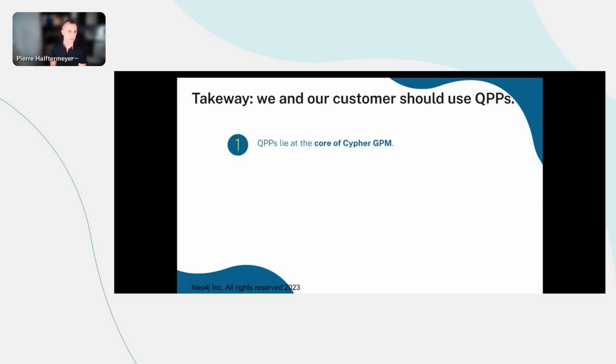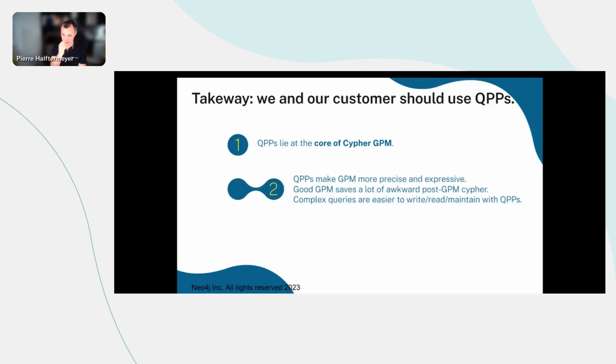What are the takeaways? QPPs lie at the core of Cypher graph pattern matching. It's not like a new feature that is, when I need to do graph pattern matching, maybe if it does not work, I will use QPP. There is no reason not to use QPP the first time. It's like a new way to do it. And when you get used to it, it's easier to use QPP than not to use it. So play with it and try QPP, and you will write better Cypher.